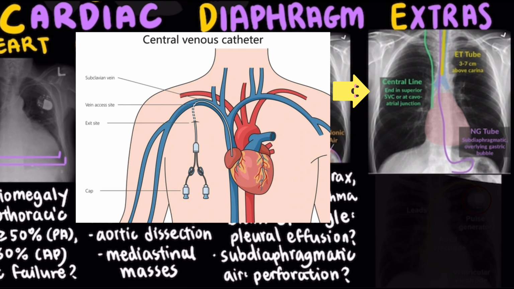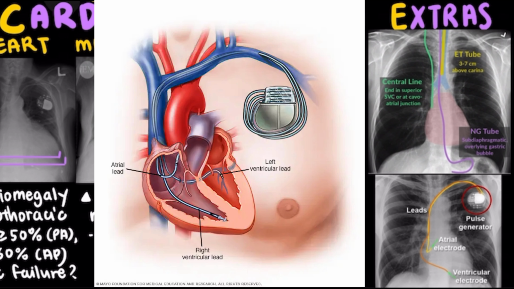And a properly placed central venous catheter should have its tip in the superior vena cava, just above the right atrium, usually around the level of the carina. If you see a pacemaker device, identify the pulse generator first, usually seen over the left chest wall. Then look for the leads. One should go to the right atrium and another to the right ventricle. Occasionally, there may also be a biventricular or ICD lead.